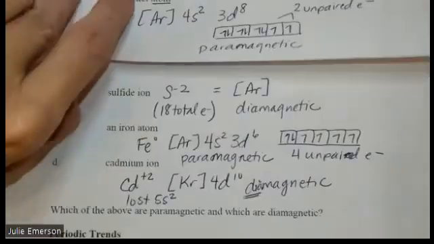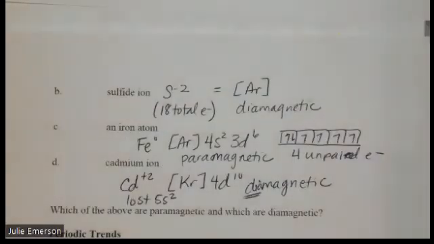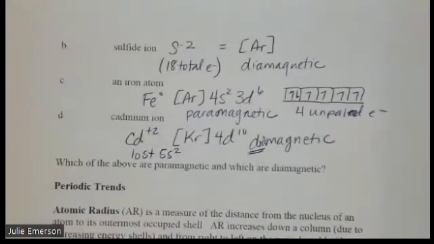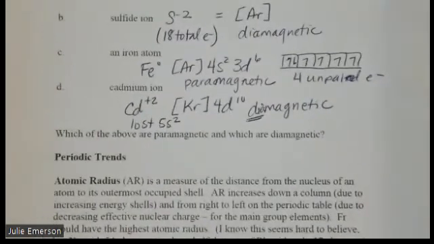All right, so the question there, we just answered it. Which ones are diamagnetic? Which ones are paramagnetic? So again, it tripped me up when I was a student. Diamagnetic, everything is paired. Paramagnetic, things are not paired. You have some electrons that are not paired. All right, then the last part of the section is looking at some trends.